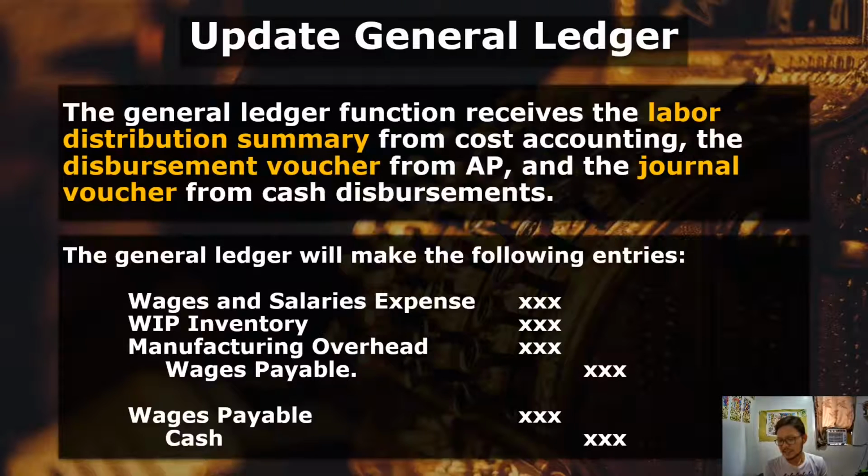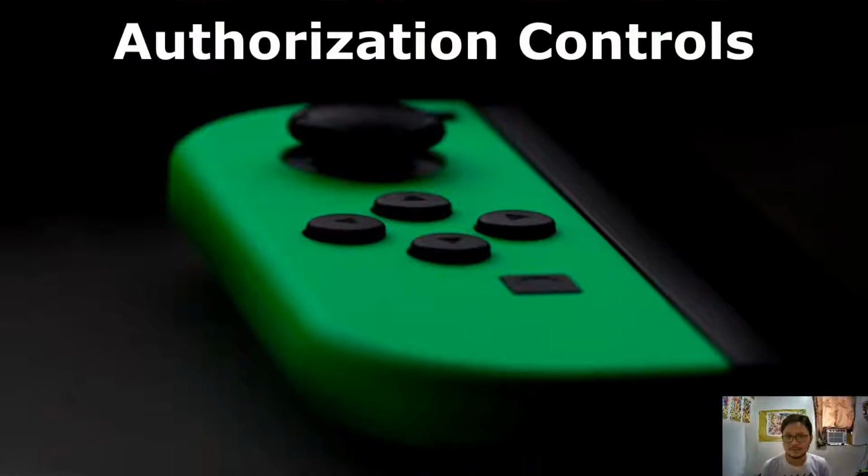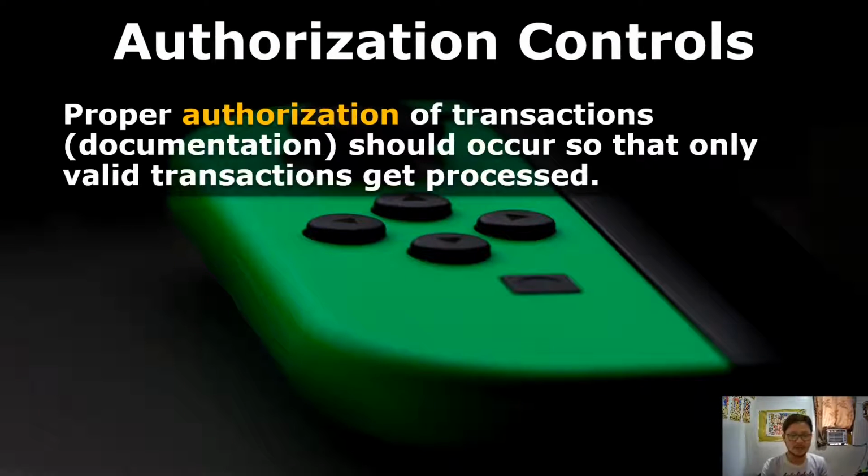So ngayon, as accounting information system is concerned, ano-ano ang mga parts of the payroll cycle that needs to be addressed? Ano-ano ang mga internal control na kailangan ma-put into place? We'll do them by category. First is authorization. So, you know authorization, a transaction cannot be processed if it is not authorized.